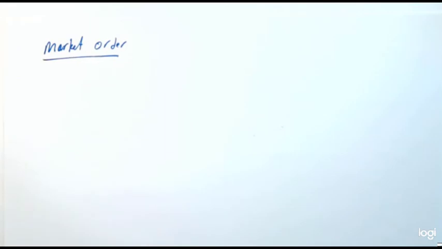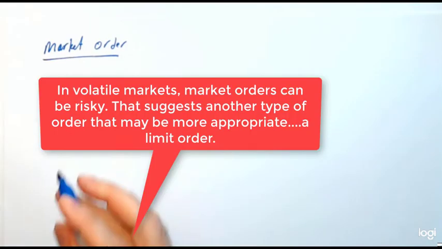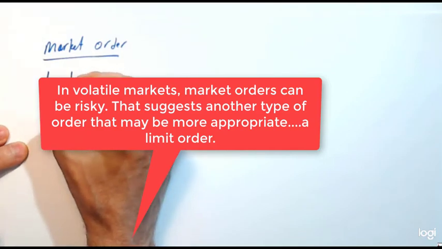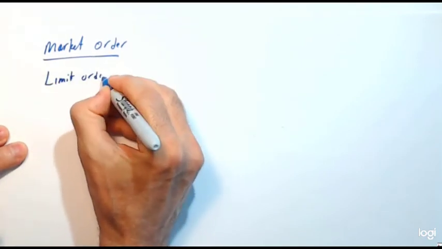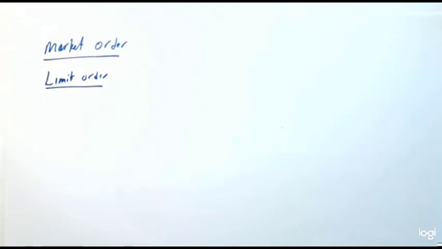Now let's move on to another type of order, and then I'll compare and contrast the two. The next type of order is a limit order. And a limit order is an order to buy or sell at a specific price or better. So if you're looking to buy, a price or better means lower, and if you're looking to sell, a price or better means higher. Okay?